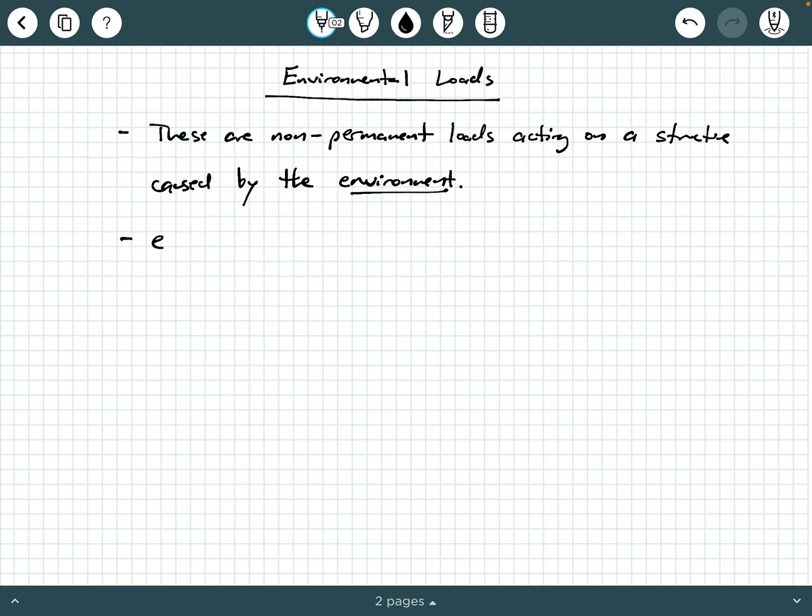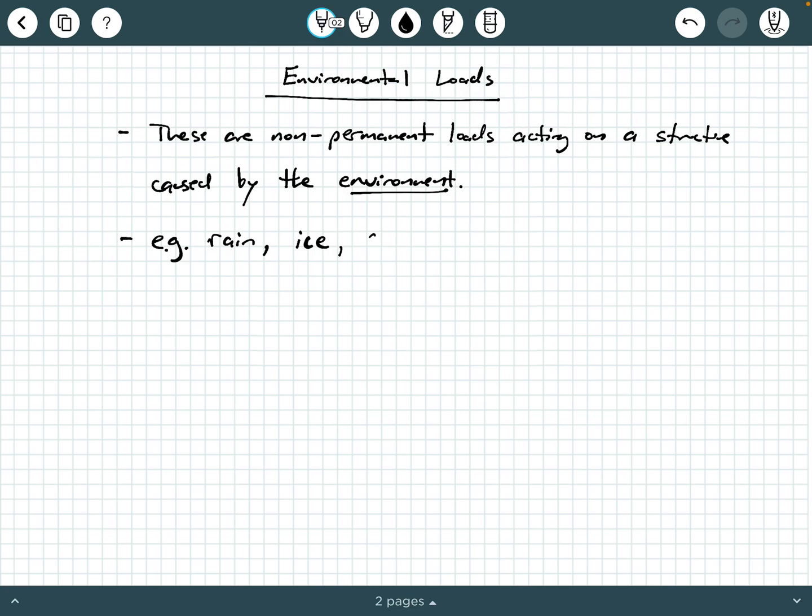So let's write some examples here. Obviously, some examples include rain, okay? When you have a rain event and that rain load maybe causes ponding or puddling on the roof of a structure, that's going to add additional load to the structure that it has to support. Similarly, ice, whenever you have ice freezing on a structural member or on a structural component or on an entire structure itself, it causes additional weight on the structure that it has to support.